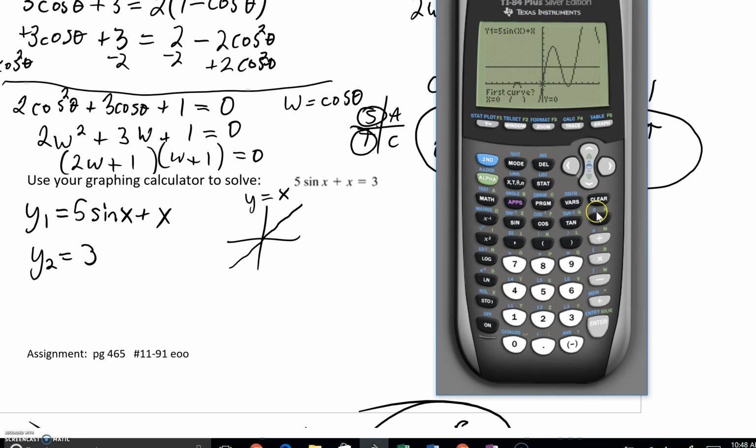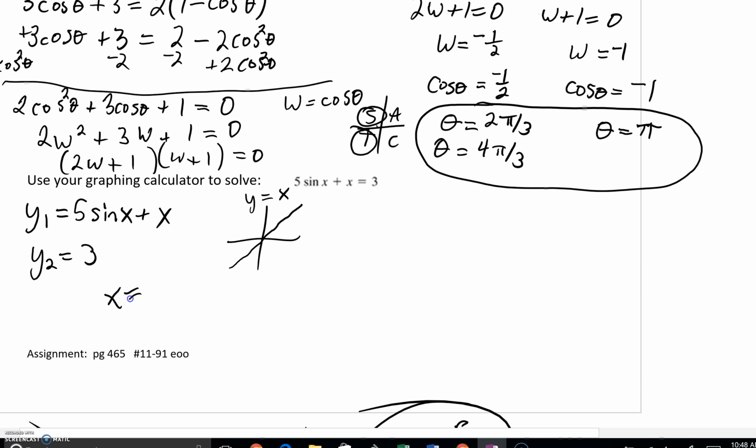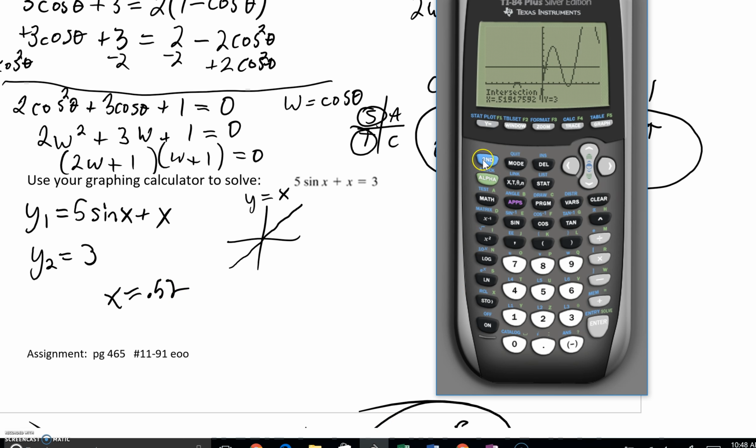We'll go to our intersect tool. First curve is that trig function. Second function is y equals 3. Here's our first answer. It looks like we'll be at 0.52. Let's see if we can get to our second solution real quickly. We'll go second, calculate, come down here to intersect. First curve, well, we've got our trig curve right here. Second curve is right there. That's not even a bad place to guess. Looks like we're at 3.18.